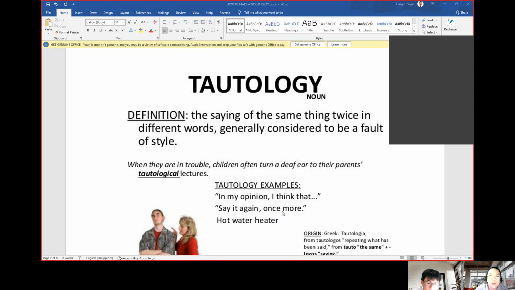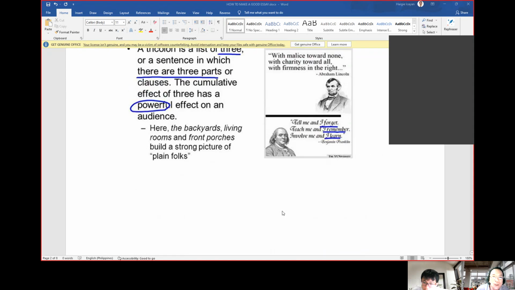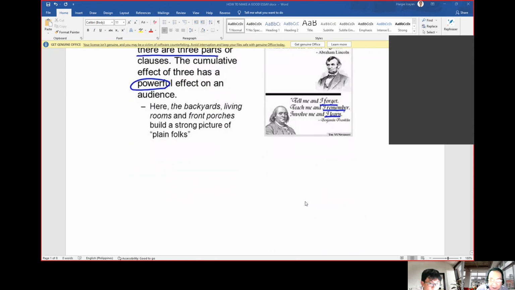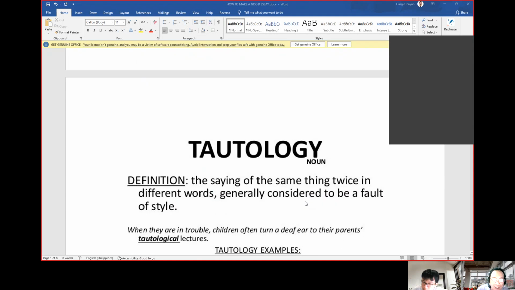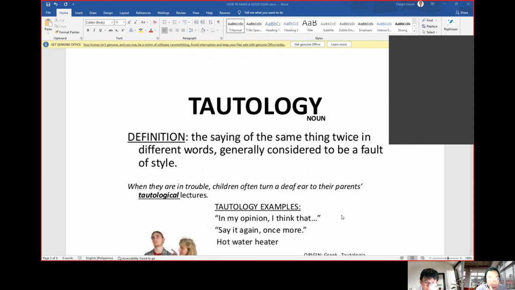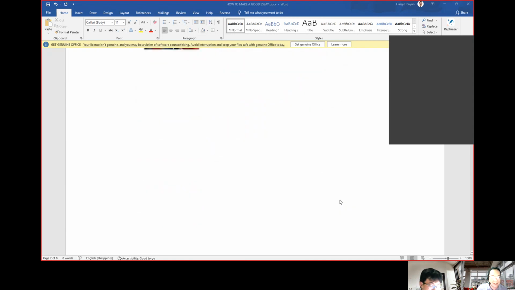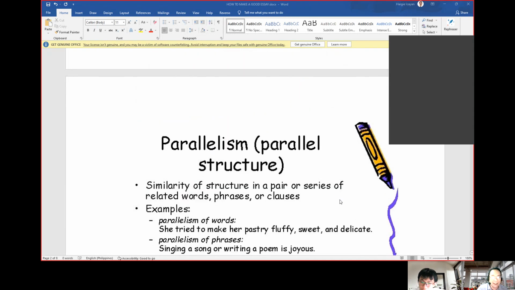So again, what's the first one? The use of the tricolon. And the second one is the use of tautology. So you have two now. Now you are able to make your own essay using these techniques. Next. What is the next one?